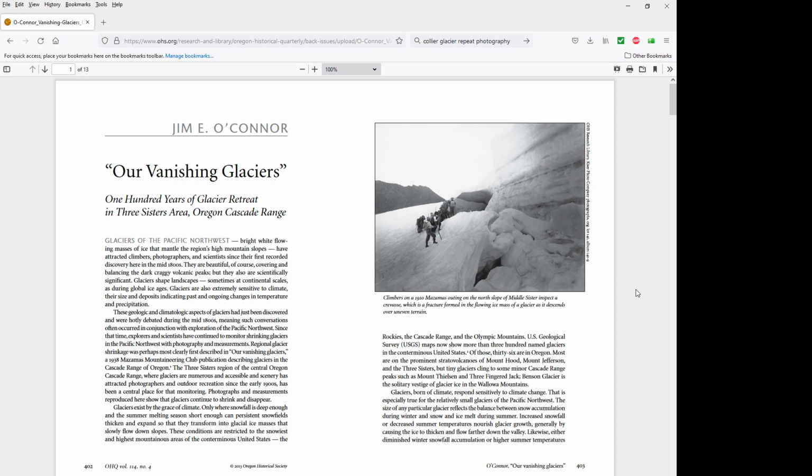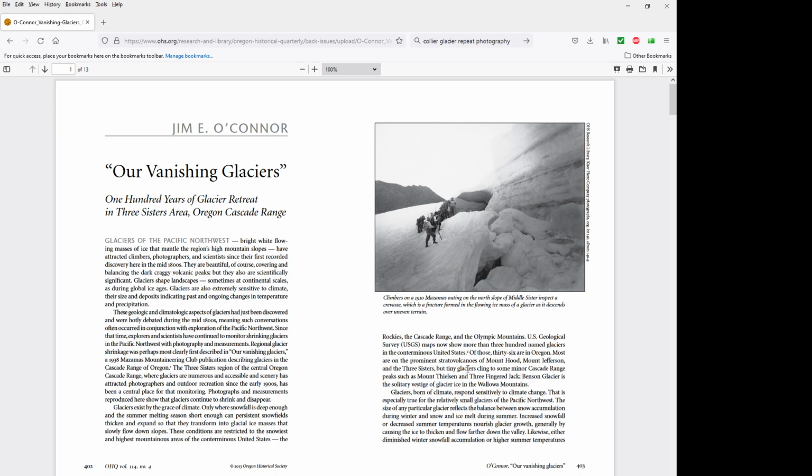Now, in order to help us use these photos to look at changes, we're also going to be using Google Earth to compare the photos to places. And just as an example for how you might do this, I'm going to be looking at one particular glacier. What you're seeing here is an article written by United States Geological Survey scientist Jim O'Connor. And he has been using repeat photography to look at changes in glaciers for a long, long time. In this article, he uses repeat photography to look at Collier Glacier, which is a glacier on the kind of north end of the Sisters.